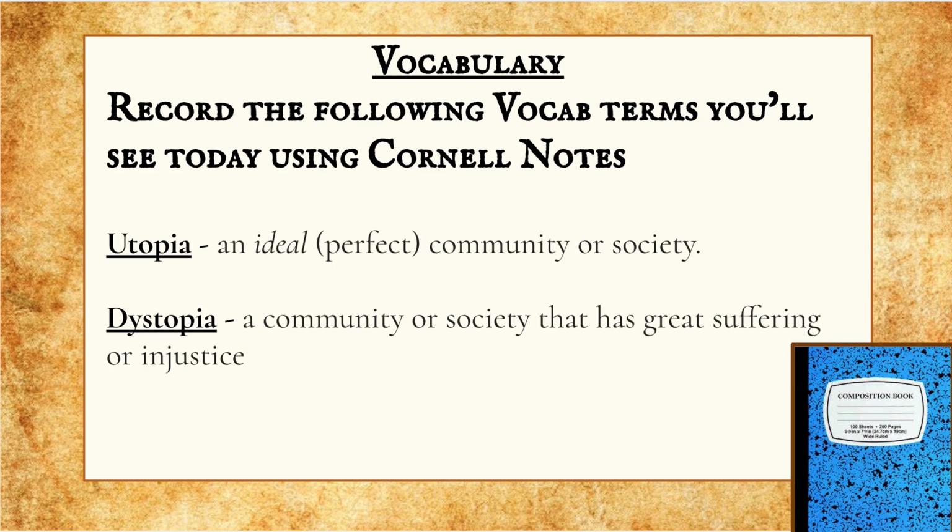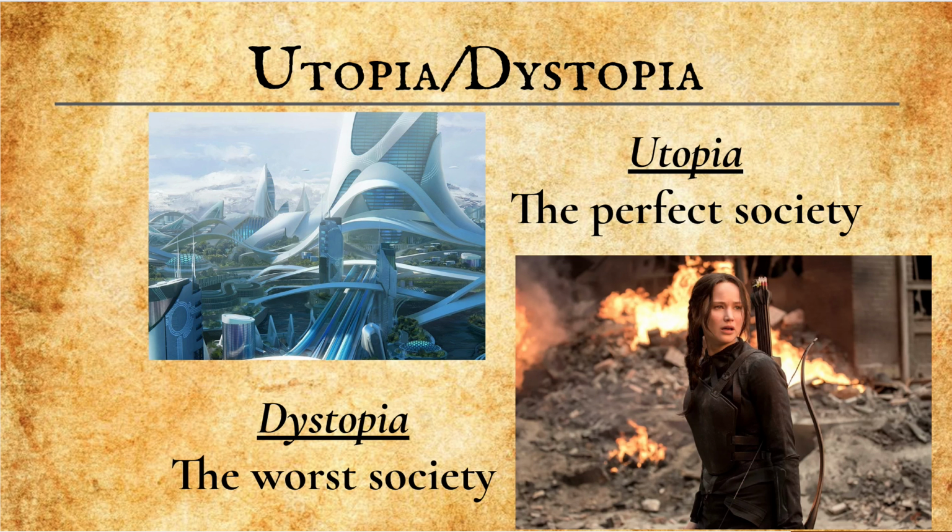Now remember, blue notebook means that you will write everything you see on the screen. First word we have is utopia, an ideal or perfect society or community. The next word would be dystopia, a community or society that has great suffering or injustice, basically the opposite of a utopia. So again, a utopia is a perfect society, and a dystopia is the worst society.